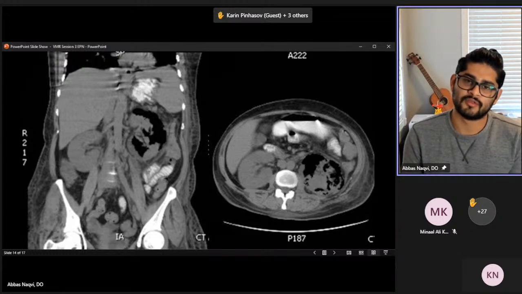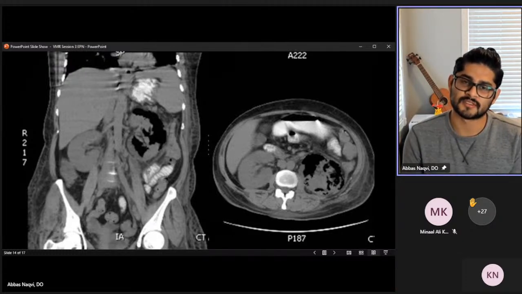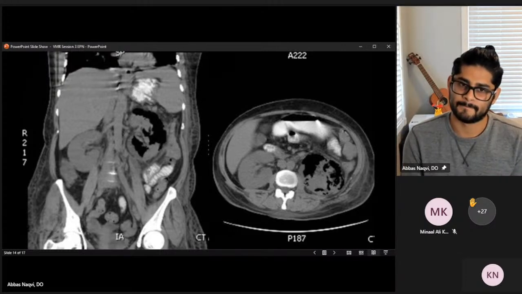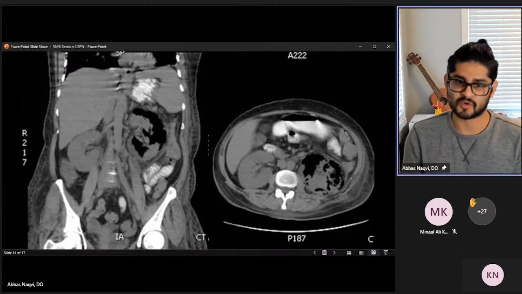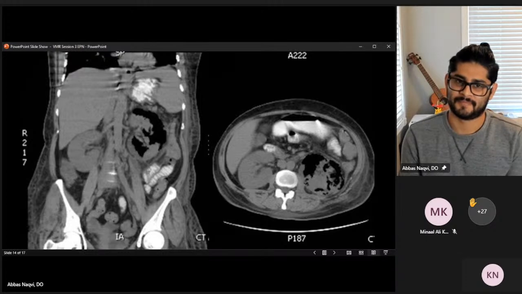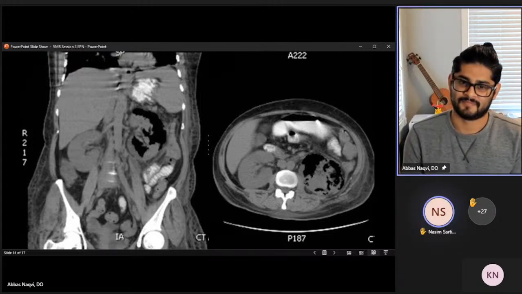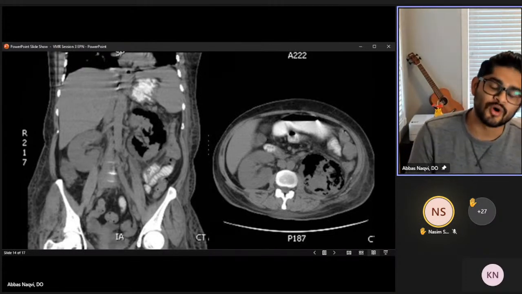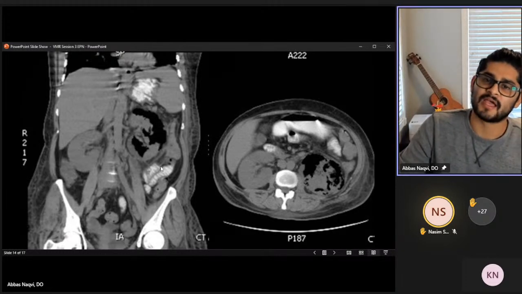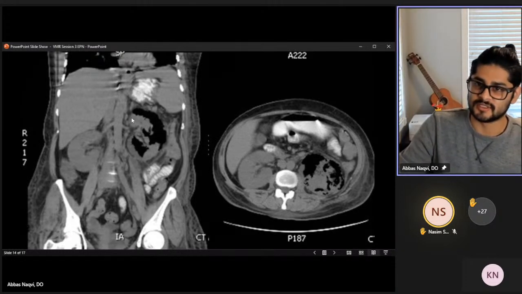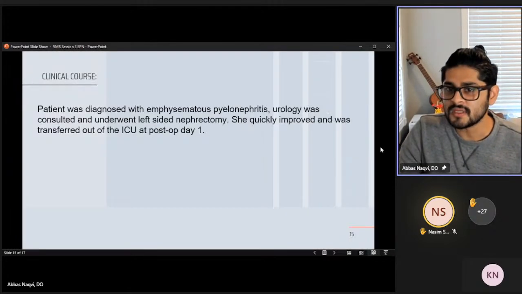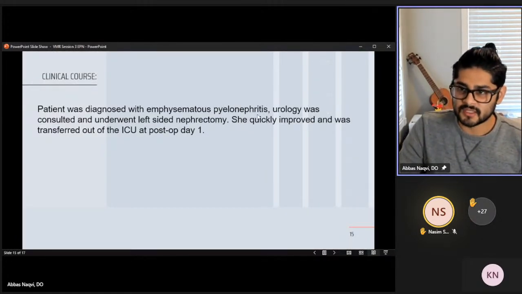Karen, what do you think? What can cause emphysematous pyelonephritis? I would say the E. coli. The E. coli, but there's something in her history that makes her more likely to get it. And we've been talking about it this whole time. Is it because she's diabetic? Yeah, it's her diabetes. And it's because her diabetes is so out of control that it caused this infection to be like this, right? So she was diagnosed with emphysematous pyelonephritis.